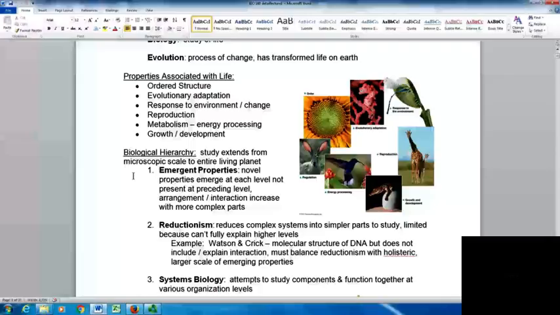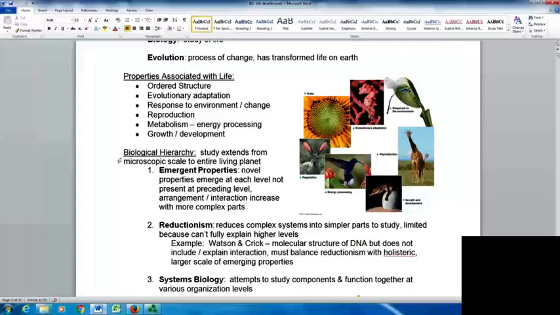Okay, so the biological hierarchy is going to extend from the microscopic scale all the way to the entire planet. What this essentially means is that as you look at things, the hierarchy is going to get more complex as you move up the chain. As you go from the simpler things, which are microscopic, you're going to have simpler interactions. As you move up to larger living organisms, they're going to be more complex interactions. And then as you look at the entire planet, you're going to have even more complex interactions.